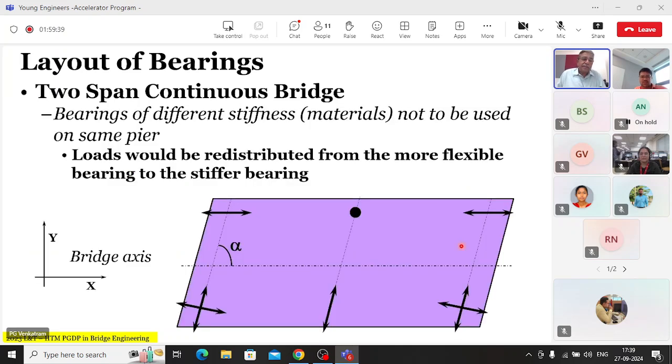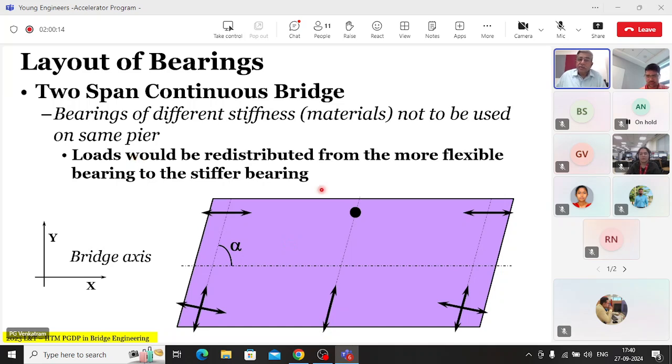Now coming back to two span continuous bridges, you should never have bearings of different stiffnesses and different thicknesses on the same pier. If you do, under lateral loads, the loads will be redistributed from the more flexible to the stiffer bearing. So whenever you are choosing bearings on the same pier, that means these two bearings on one pier, these two bearings on one pier, they should preferably have similar stiffnesses, both vertical as well as horizontal, as far as possible.